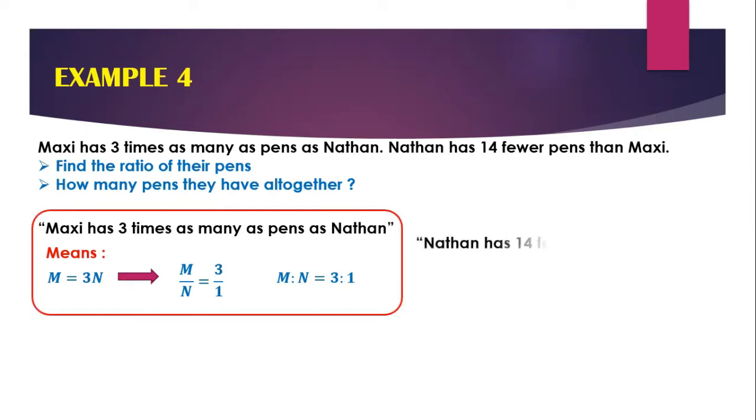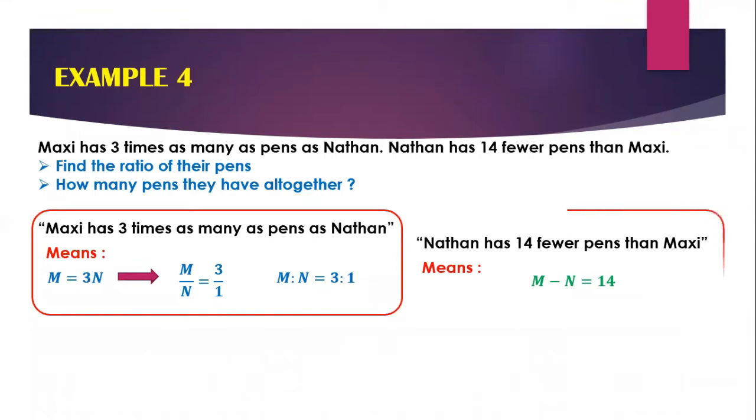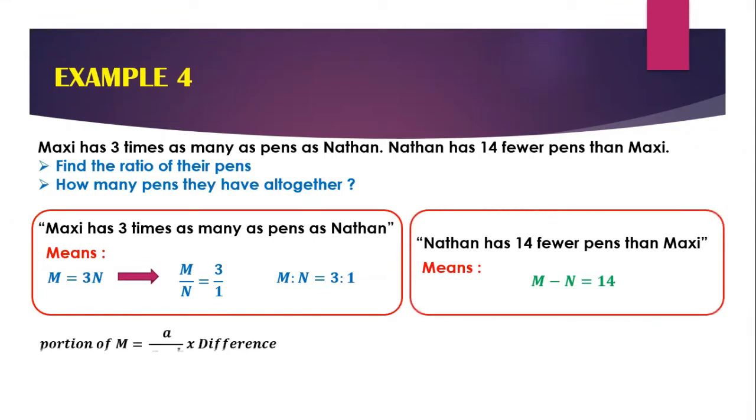Next, what is the meaning of Nathan has 14 fewer pens than Maxie? It means Maxie minus Nathan is 14. Not Nathan minus Maxie, but Maxie minus Nathan. So what is the portion of Maxie? The difference is 3 minus 1. Now we're going to find the difference here. Why difference? Because M minus N is 14. So that's the difference. Students, how to solve this one? The difference ratio is 3 minus 1 equals 2.